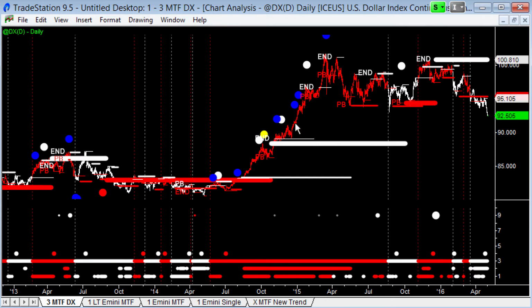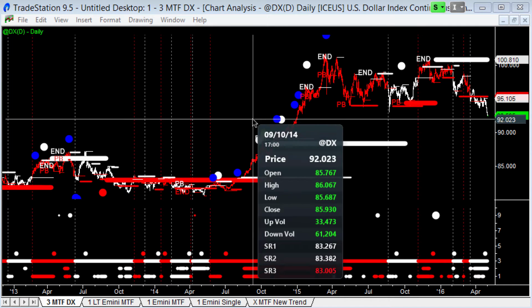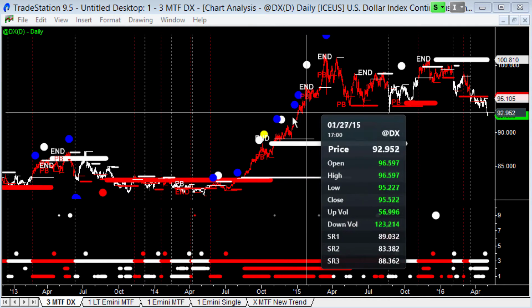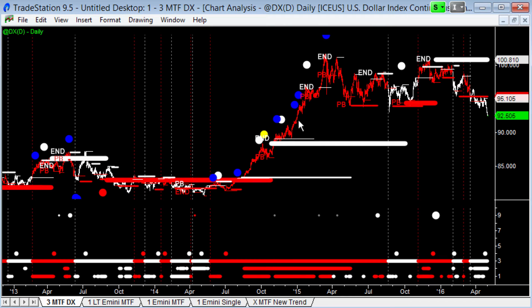So that's a daily chart of the dollar index, and the dollar index is sinking pretty fast actually. We're down to 18-month lows here when you go back to the last time we were at this level, beginning of 2015.